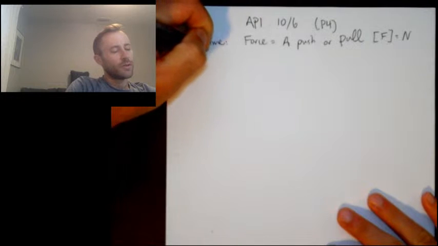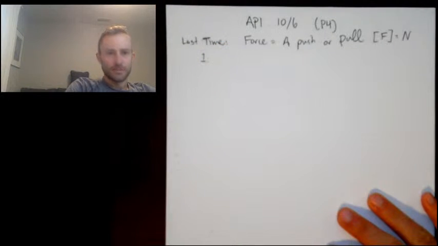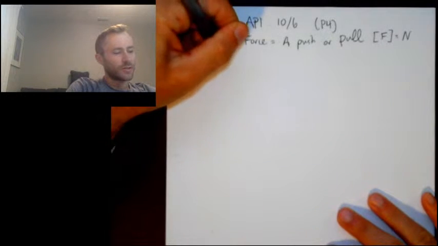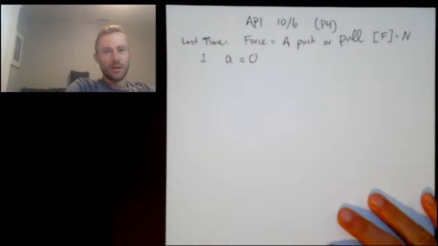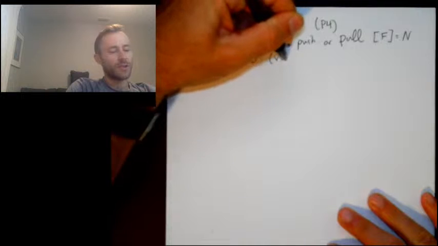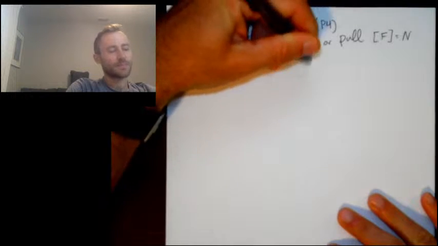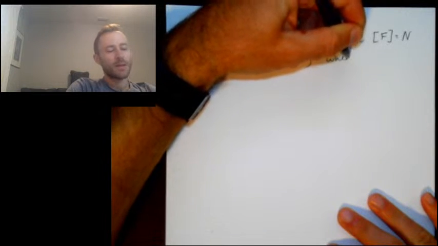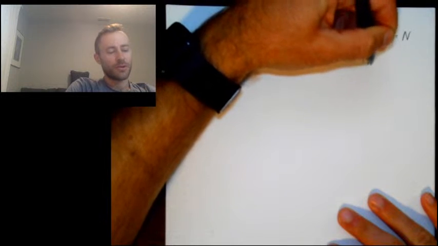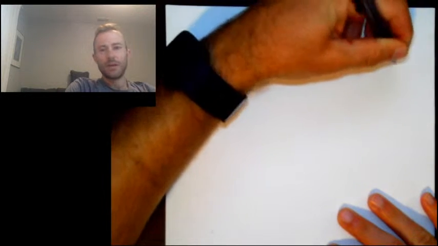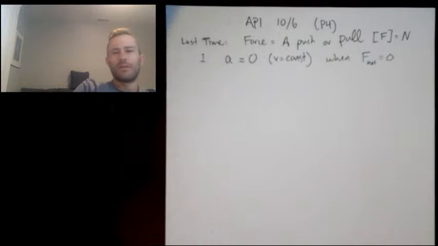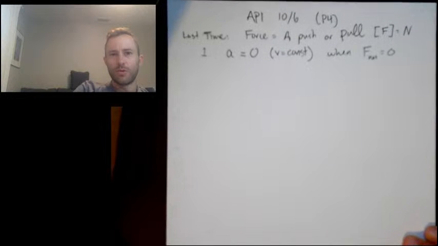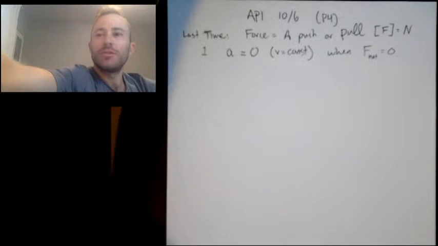We learned the first law of motion, which says that the acceleration is equal to 0. Another way of saying that is that the velocity is constant when the net force is 0. So recall the net force is another way of saying the total force that is acting on the object.